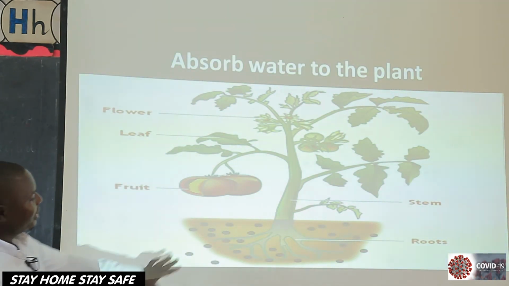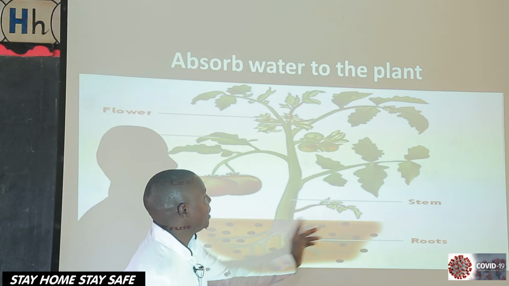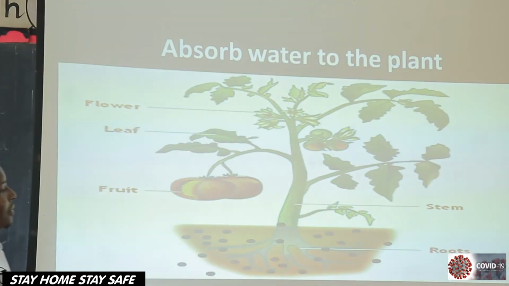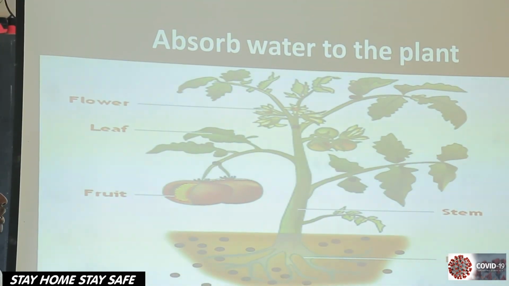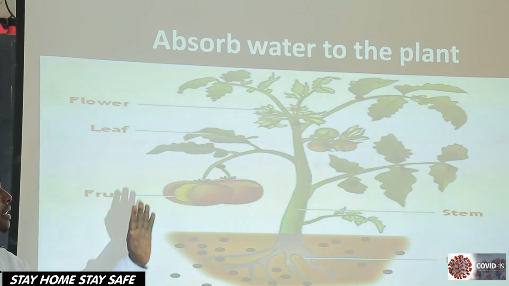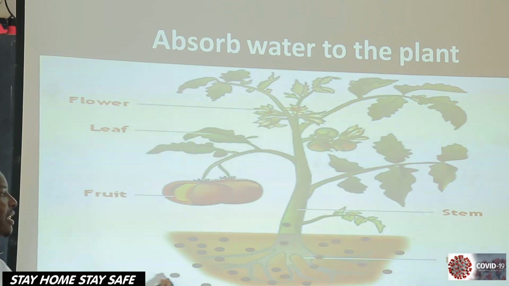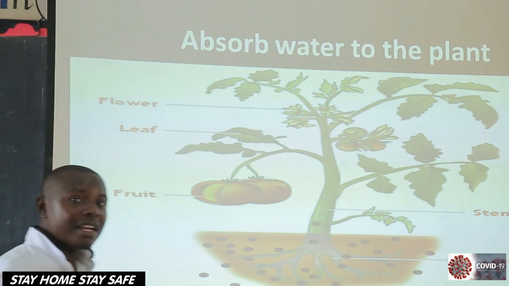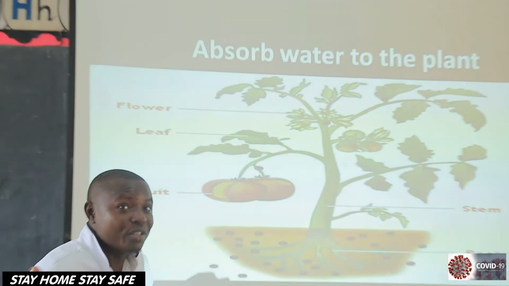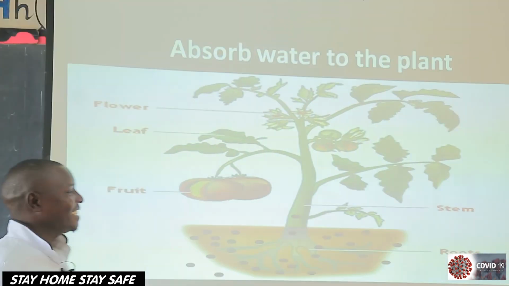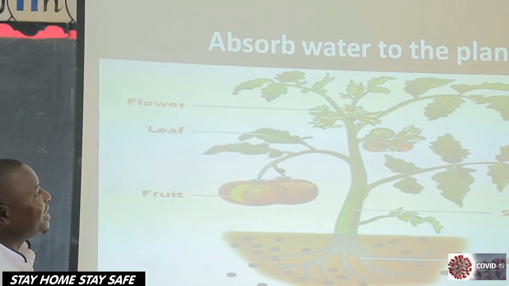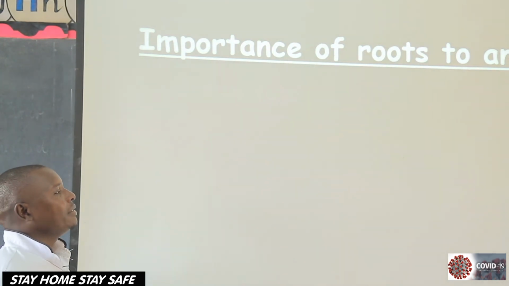Now, you are going to see water moving to the leaves. The water is moving, it reaches the leaves, others go to the fruits. Are we there? Yes. So that one, the water is trying to be absorbed by the roots. So roots are very important. I think you can take one second and you clap for roots because roots are good. Yes. So that is all about absorbing water.